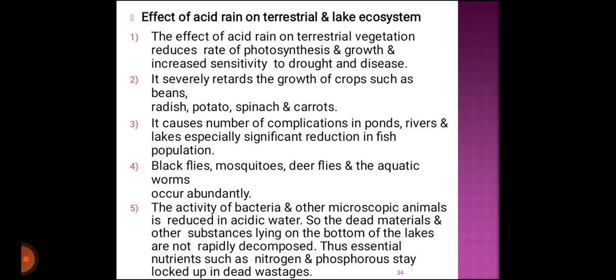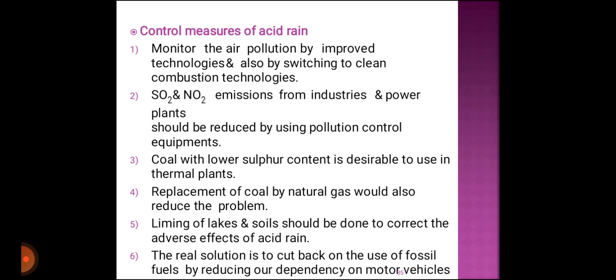How can we control acid rain? Properly monitor air pollution by improved technologies, and also switch to clean combustion technologies. The SO2 and NO2 emissions from industries and power plants should be reduced by using pollution control equipment. Coal with lower sulfur content is desirable for use in thermal power plants. Replacement of coal by natural gas would also reduce the problem.